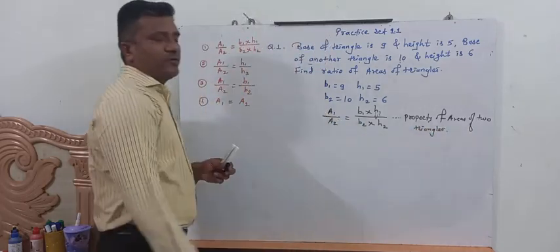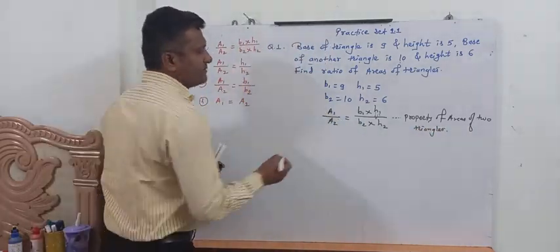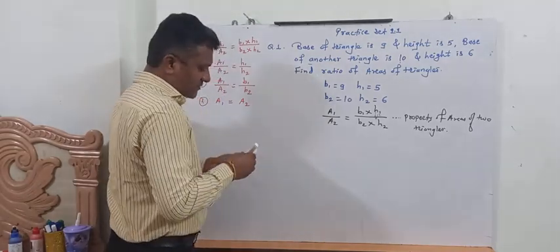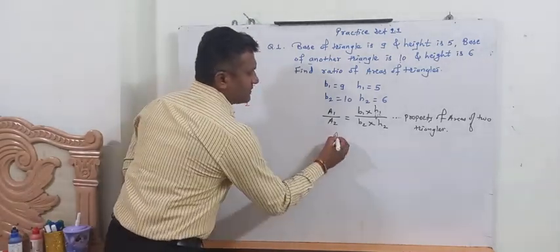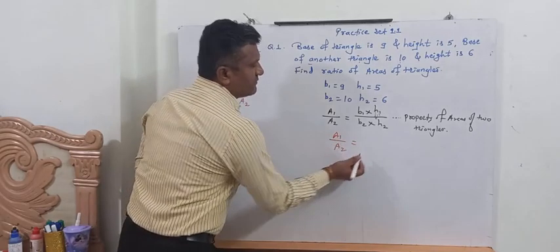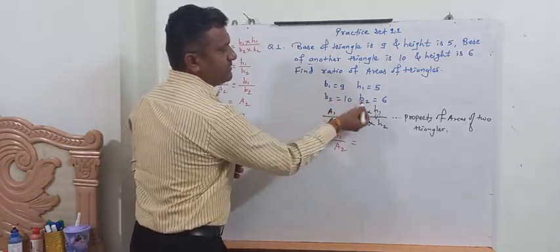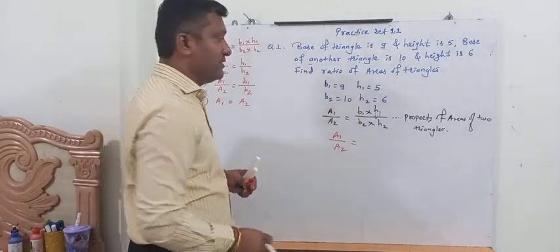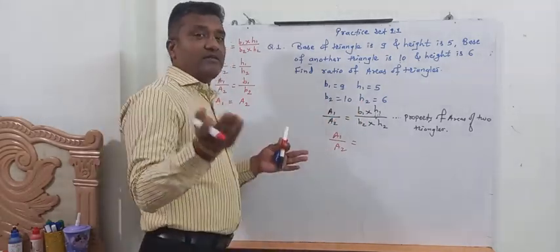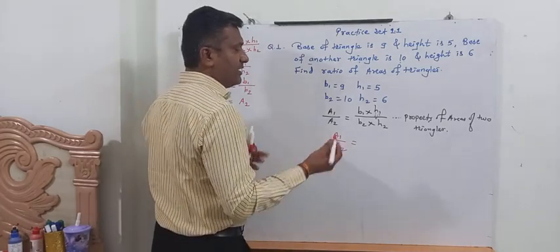Okay, property of areas of two triangles. Now substitute the values. If you substitute the value here, see what happened. A1 by A2 equals, look at B1. What is the value of B1 given? Now see, B1, H1, B2, H2, I consider. Understood? It is not necessary to take the actual triangle, ABC or PQ or like that only.